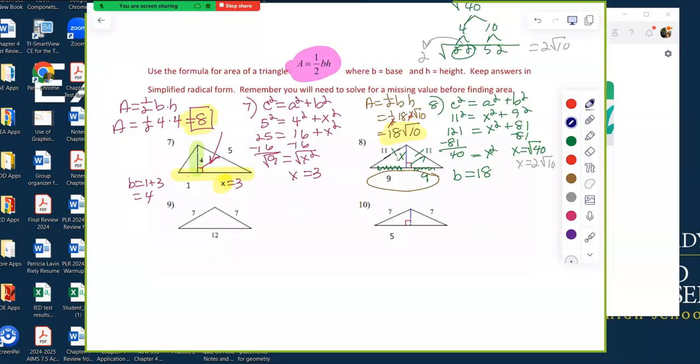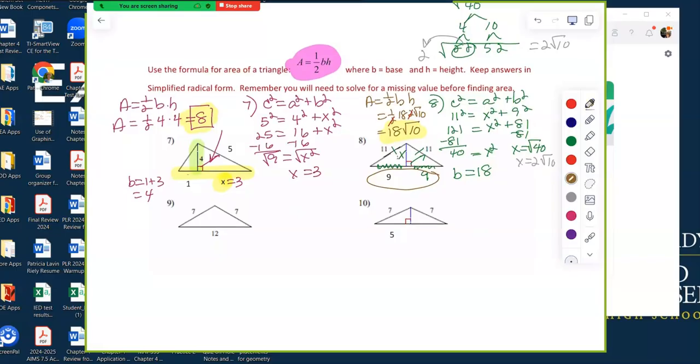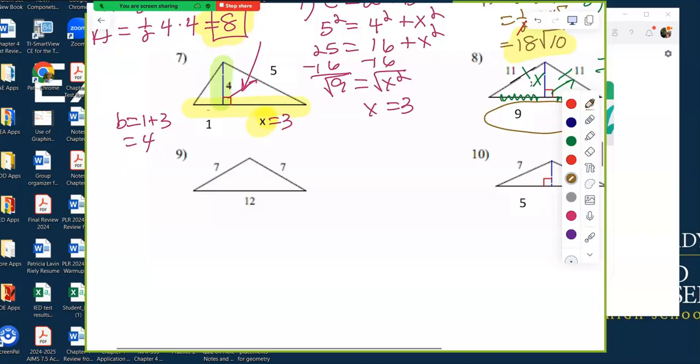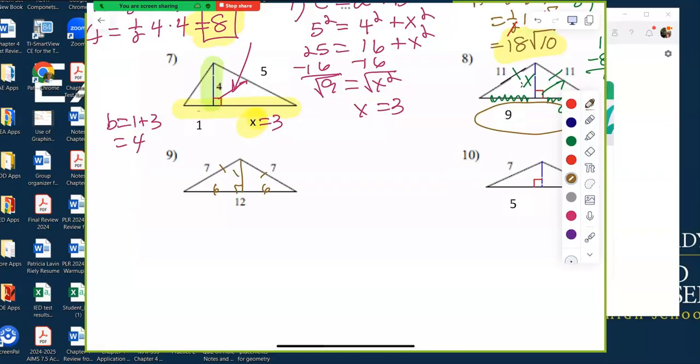Okay, that moves us on to number 9. If I need to find out what the area is, I have to know the height. I'm going to drop this height down here. This is an isosceles triangle. When I drop the height, I divide the base into 2 equal pieces. I now need to find the height. So the height is inside the right triangle.